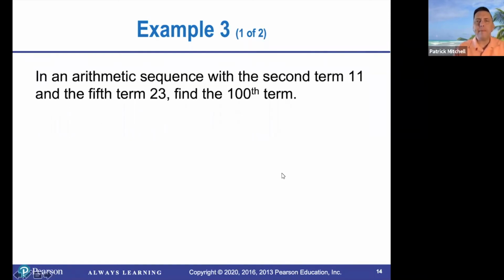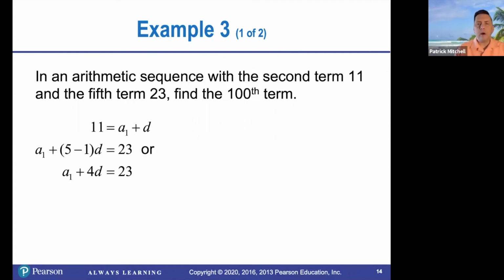Okay, the next example, a little bit of review of chapter 1, I think. In an arithmetic sequence with second term 11 and fifth term 23, we're going to find the 100th term. All right, so the second term of an arithmetic sequence, whose first term is A1 and whose common difference is D, would look like this. So we know that 11 has to equal A1 plus D.